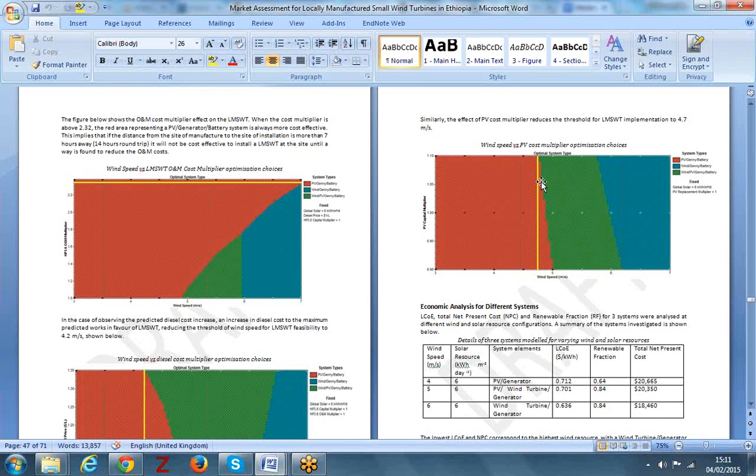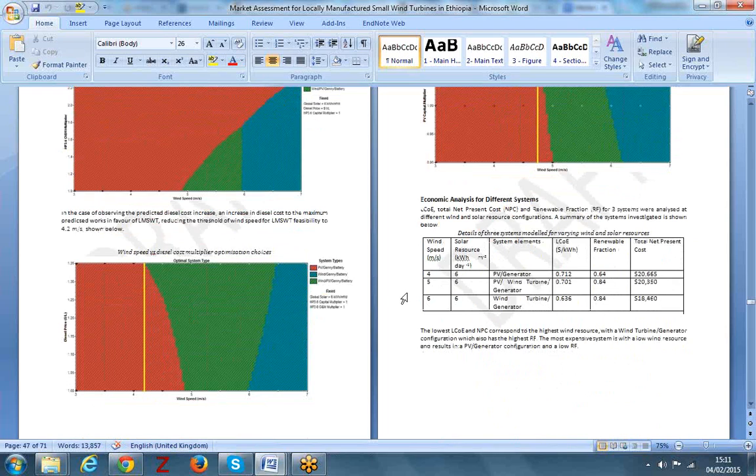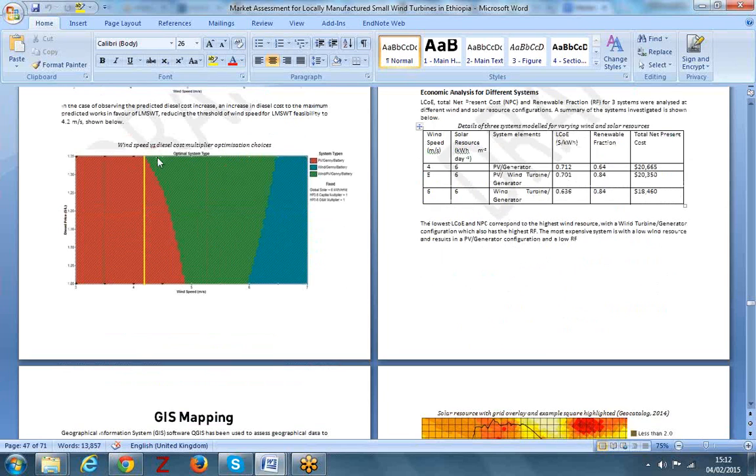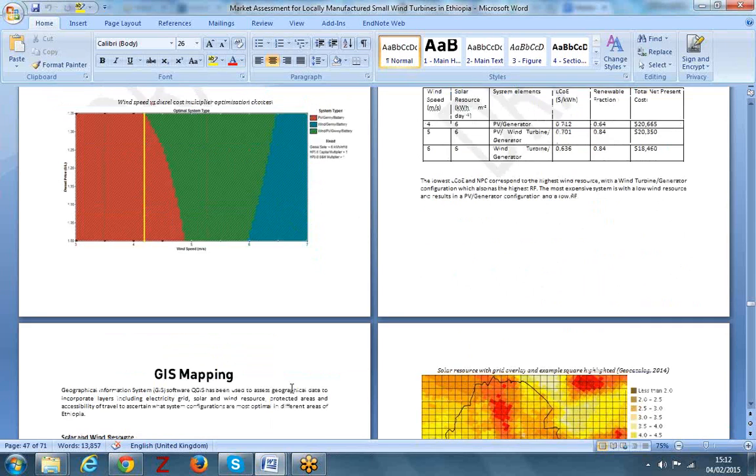So having done these graphs, which show it quite well visually, there's some tables included which give a summary of, for different wind speeds and different solar resources, what the levelized cost of energy is, so that you can compare it, what the renewable fraction is, how often the generator is being used compared to the renewables, and the total net present cost, which takes into account everything that's spent over the lifetime, with a net present value. So that's the HOMER, and then the last part is the GIS mapping.